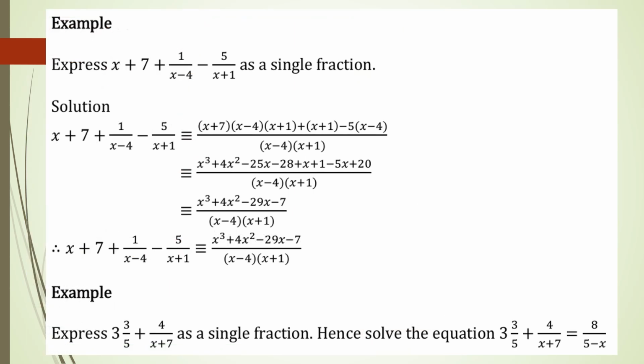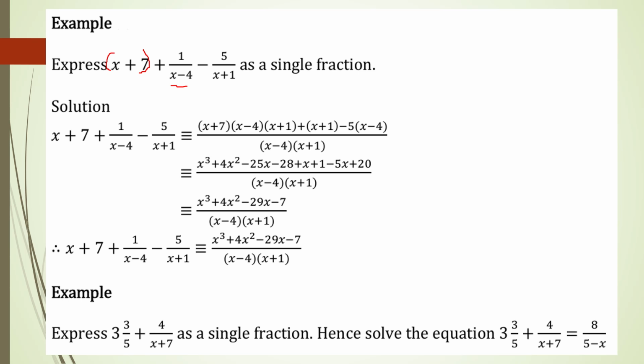Now let's also go through this one quickly. Say we are expressing this. Now that one which does not have a denominator, we always consider it as the same bracket. So we bracket x plus 7, then plus 1 divided by x minus 4, then plus or minus 5 divided by x plus 1. So we are expressing it as a single fraction.